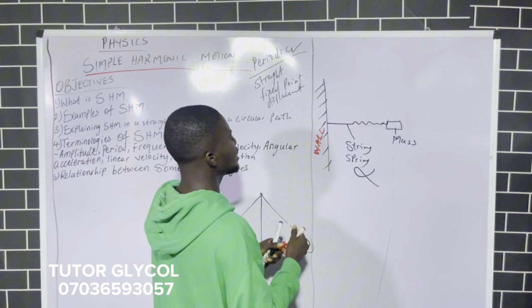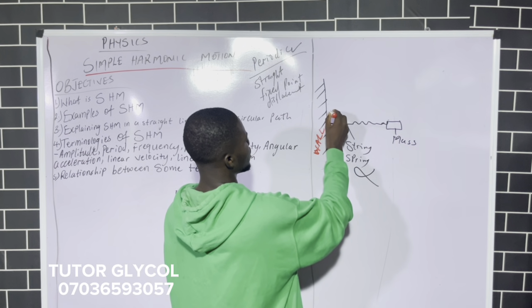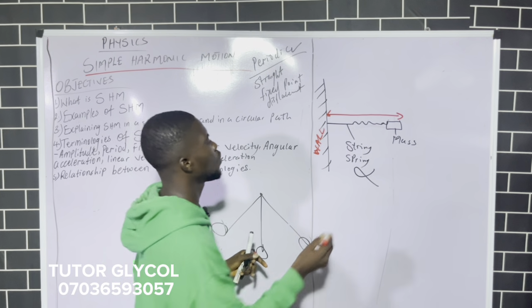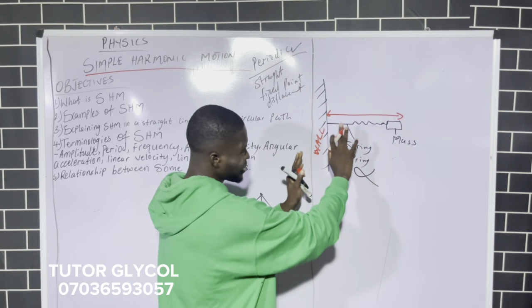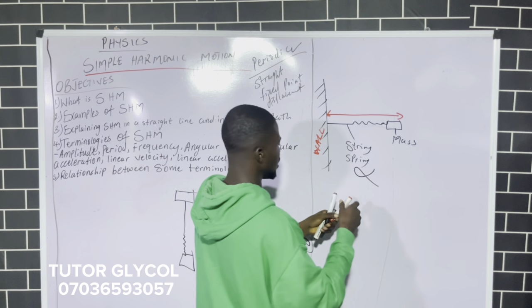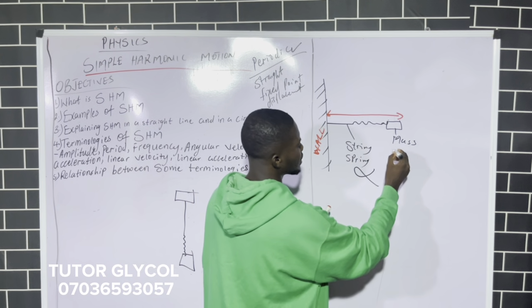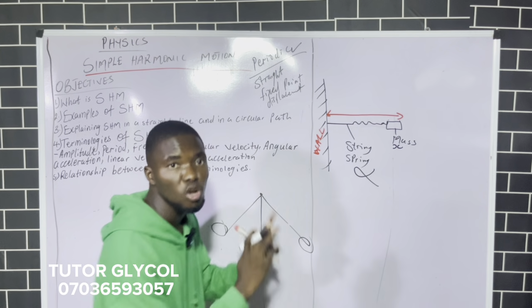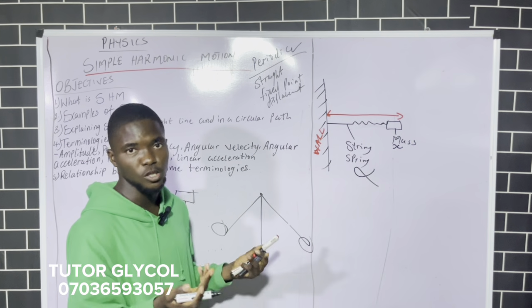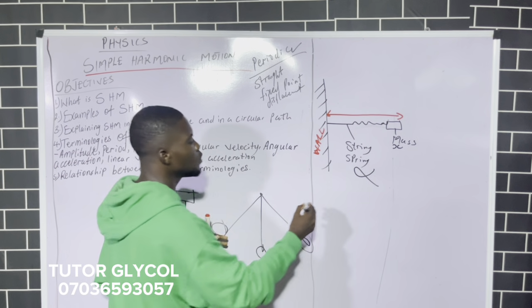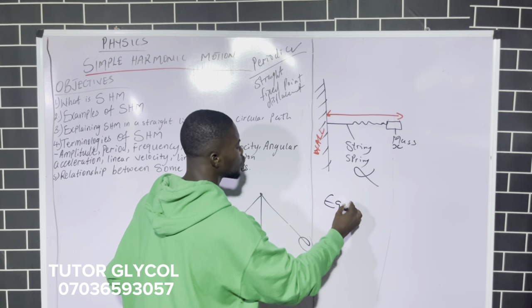So the distance between this point and this point is the initial distance. At this stage, the mass is stationary, it's not moving. Let's label the point where the mass is, point X. Since it's not moving, it is just at a fixed point. This is the equilibrium position. So when we are dealing with simple harmonic motion, we are going to be making use of the term equilibrium position.